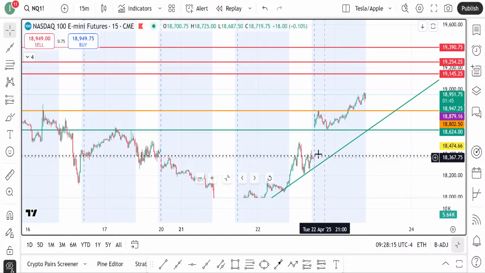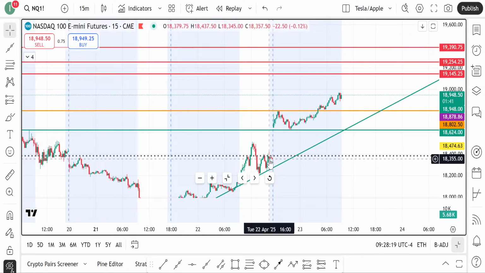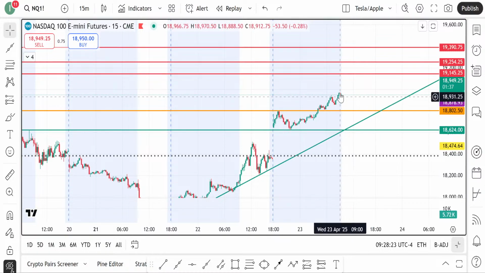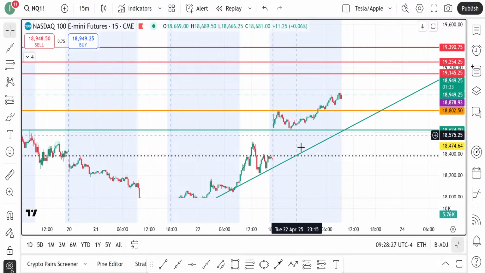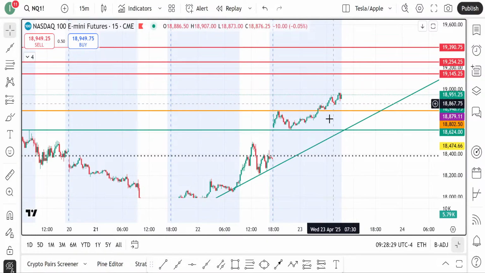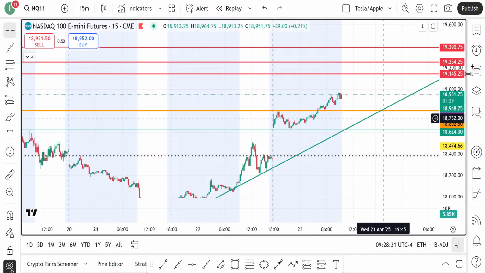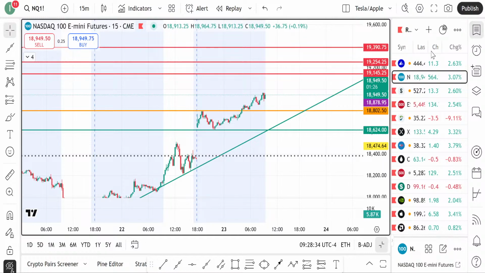So you'll notice that market closed here yesterday afternoon, and now price is up here. So this entire zone here is gonna be a gap on the Qs. It's gonna be a gap in the market.